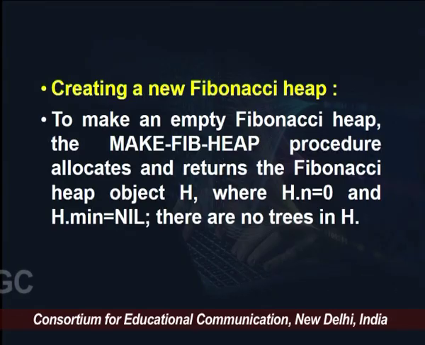Presently, we have just created the Fibonacci heap, and we have not inserted any nodes. So, h dot n equals 0 and h dot min obviously equals nil, because we do not have any element, as there are no trees in h. This is a very simple function in which we are just creating a Fibonacci heap which is essentially empty.